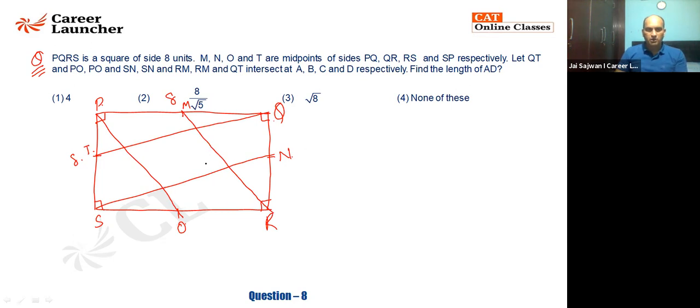Fine, these are the lines which are drawn. I hope it is clear. Now it is given QT and PO. QT and PO are intersecting at A. The second is PO and SN. PO and SN are intersecting at B. SN and RM are intersecting at C. And RM and QT are intersecting at D. These are the values which are given here.